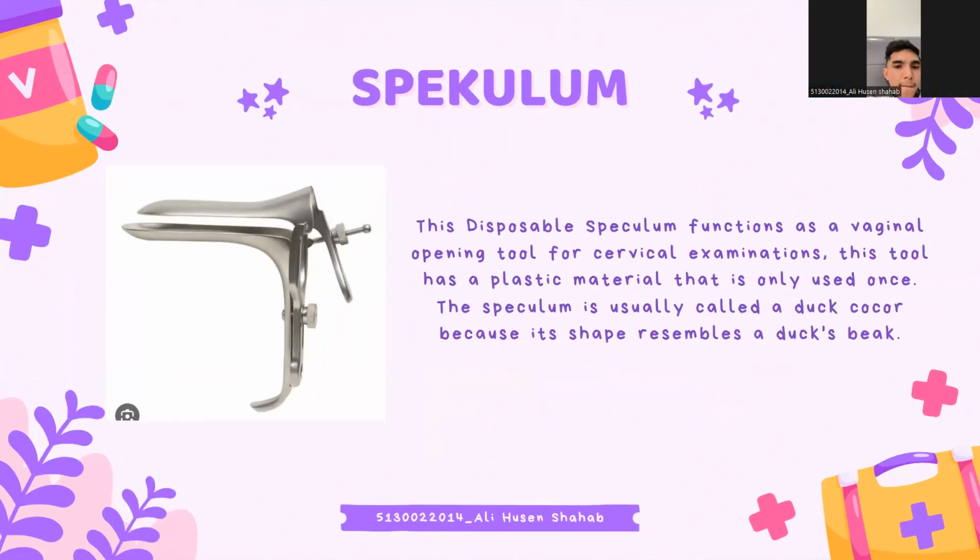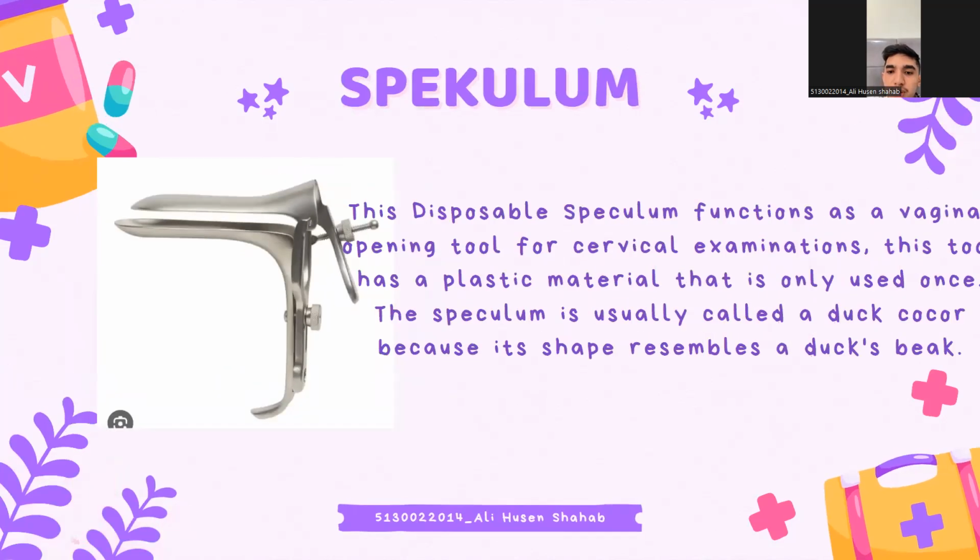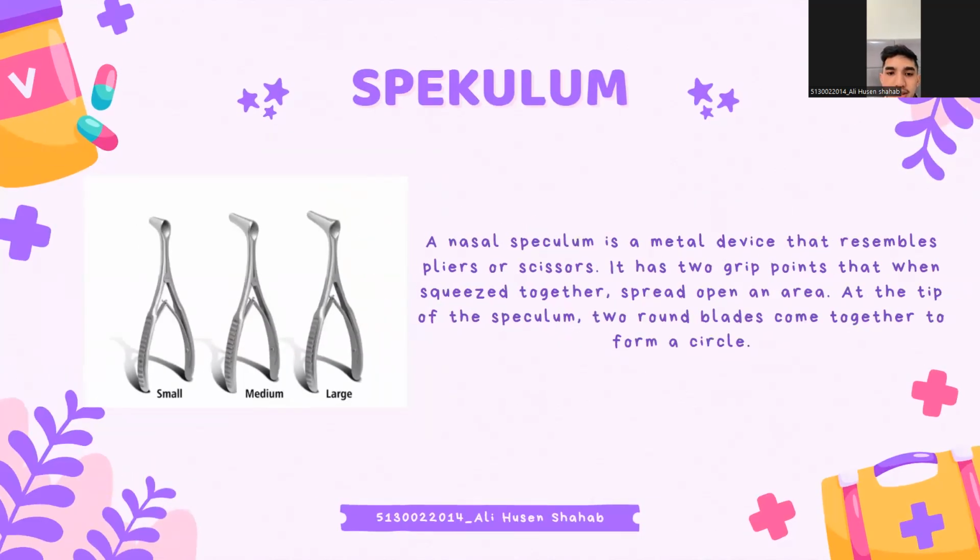And then speculum, this is a speculum for the vagina. This disposable speculum functions as a vaginal opening tool for cervical expansion. This tool has a plastic material that is only used once. The speculum is usually called a duckbill because its shape resembles a duck's bill.